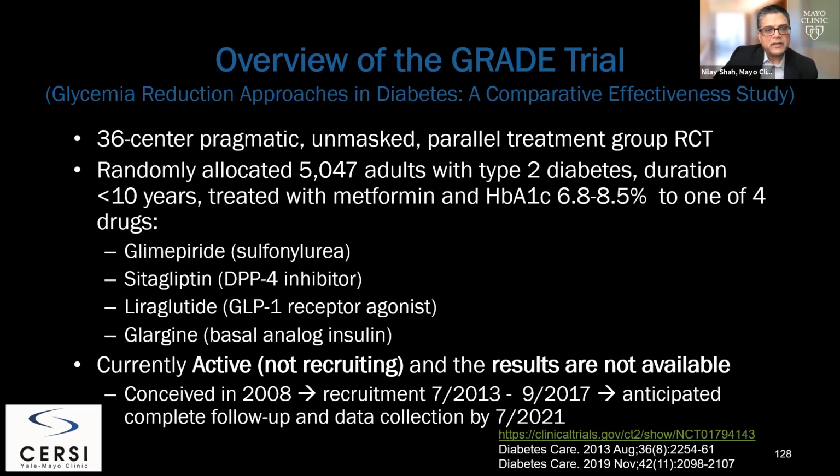And patients were allocated to one of 4 drugs: glimepiride, a sulfonylurea, sitagliptin, a DPP-4 inhibitor, liraglutide, a GLP-1 receptor agonist, and glargine, a basal analog insulin. And the study was conceived in 2008, and the recruitment was between 2013 to 2017. And we are hoping to have some results mid to late this year. But the key piece for those that follow the diabetes literature is you'll notice the SGLT2 inhibitors, which are not part of this trial, even though they're becoming more and more commonplace in diabetes treatment.